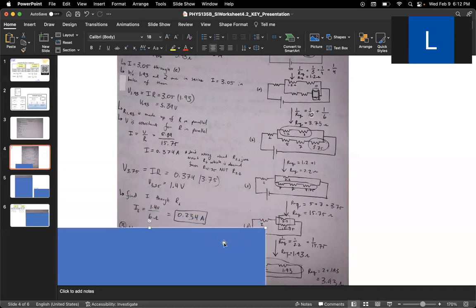So now we just have to find the current through resistor 6. And here we can easily do that because now we have that voltage. Just rearrange V equals IR, divided by 6 ohms, we're good to go.